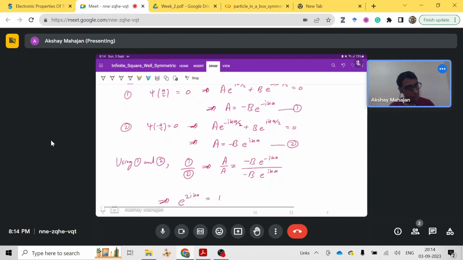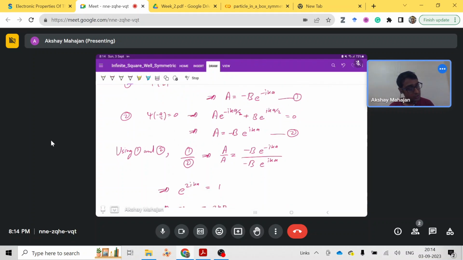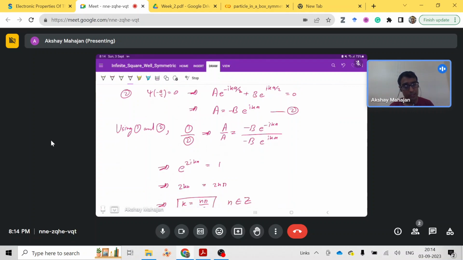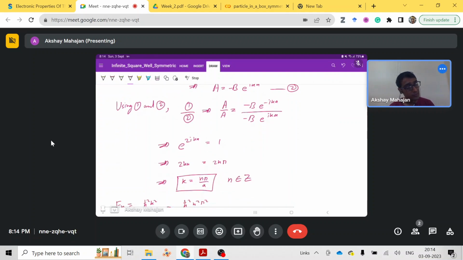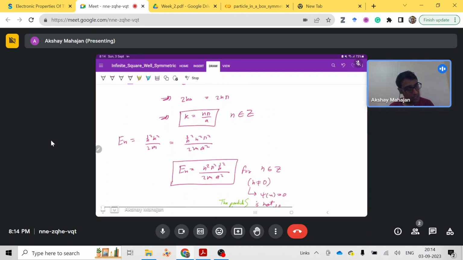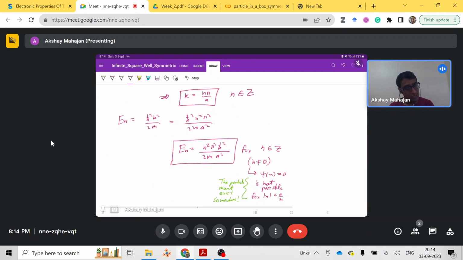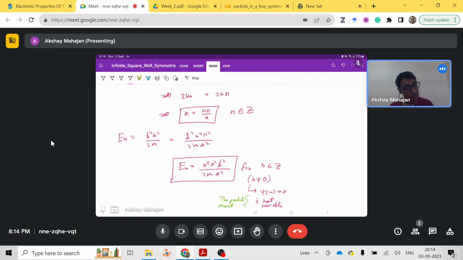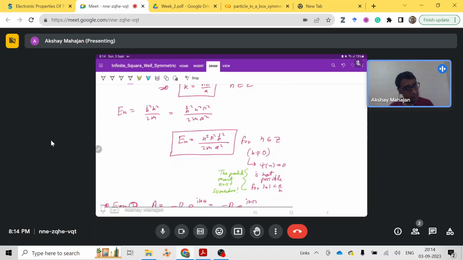Alright, dividing 1 by 2, we will get our solution as this. What we will get is e to the power 2 iota ka has to be equal to 1, and from there it means that k has to be equal to n pi by a, for n belonging to integers. Thus our energy En, which is h bar square k square by 2m, will be equal to h bar square n square pi square by 2m a square.